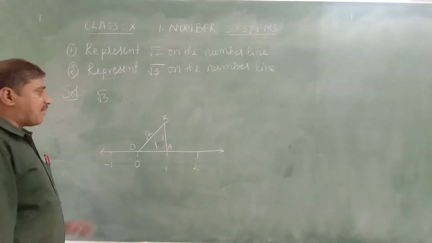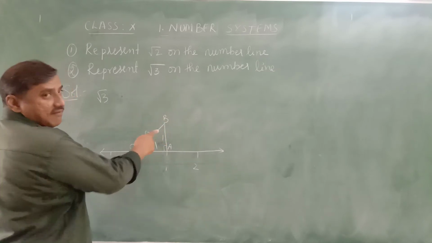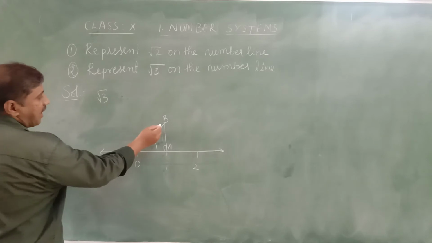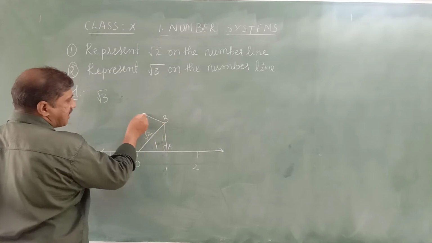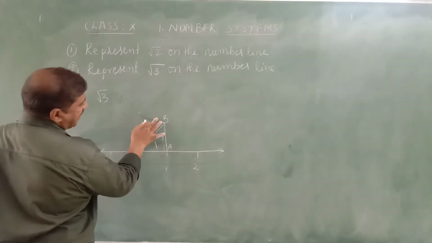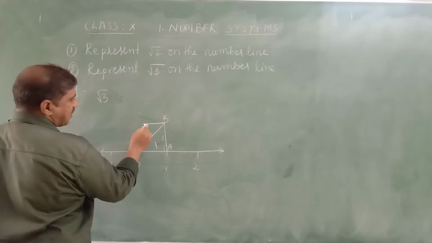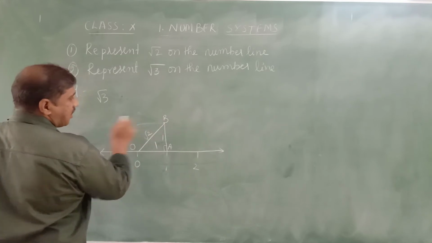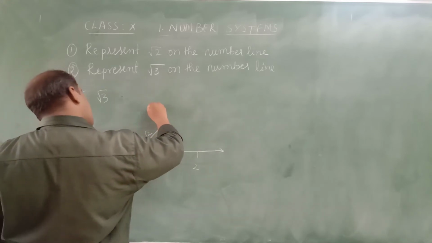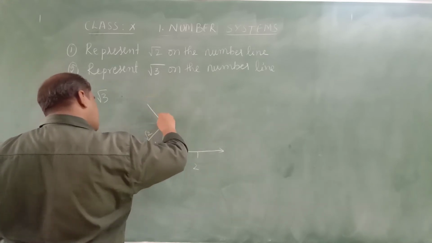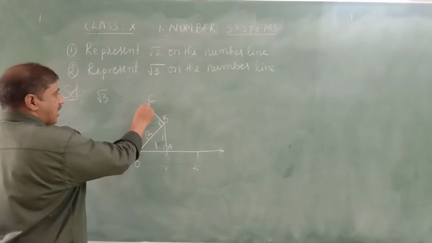So to represent root 3 from here, what to do? At point B, draw a perpendicular to OB, not AB, of 1 unit length. Clear? So here you draw a perpendicular of length 1 unit. Now this is 90 degrees. Let this point be C. Join OC.